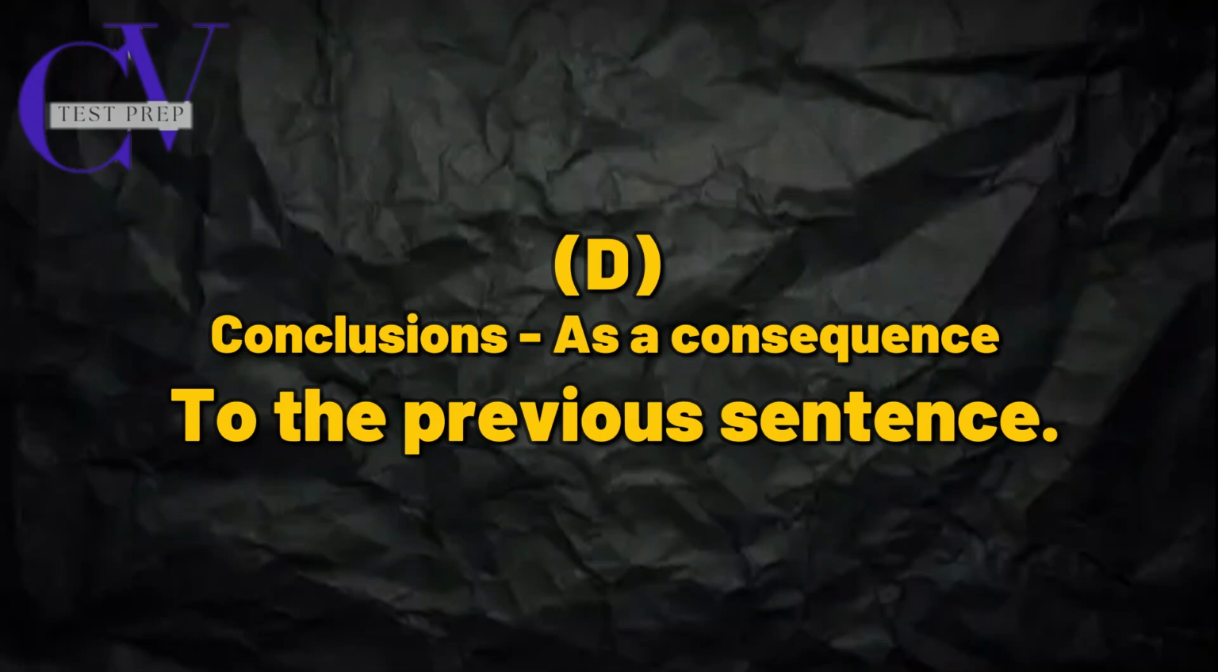So the next would be conclusion, which is as a consequence to the previous sentence. So as a consequence to the previous sentence, this occurs. So some transition words would be as a result, finally, therefore, consequently. And so once you do that, you'll be able to pick the right transition words.